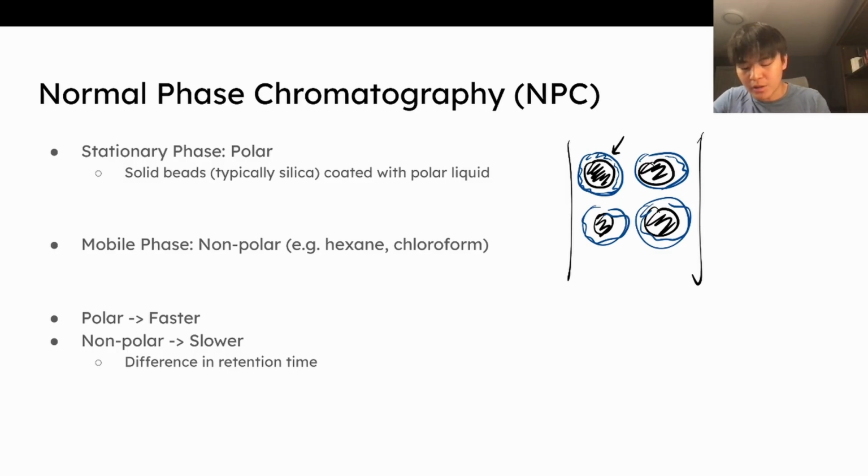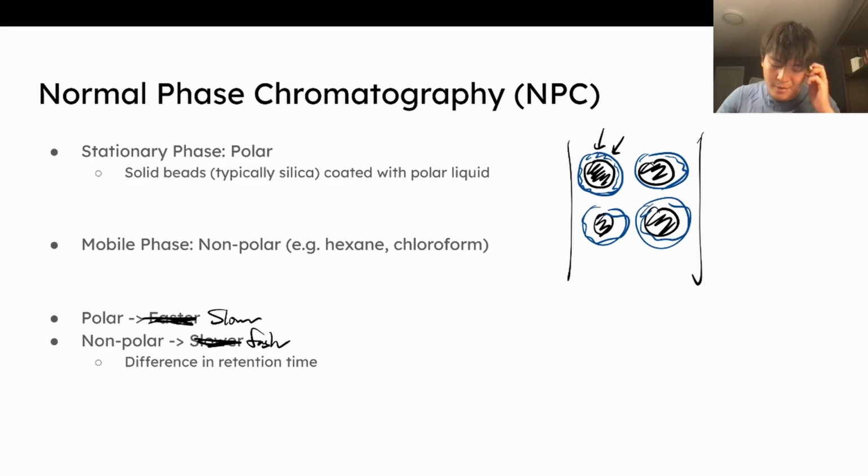So the polar analytes should be slower, and the non-polar analytes should be faster, because the non-polar analytes are not going to really care about these beads. They're gone, whereas the polar ones are kind of chilling in here.